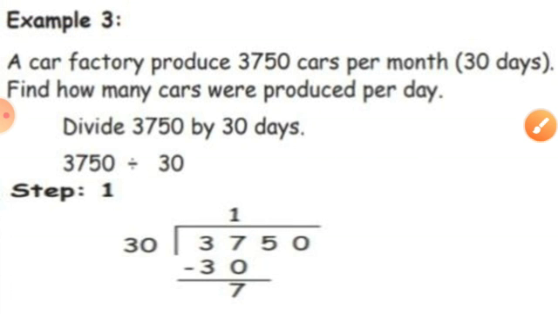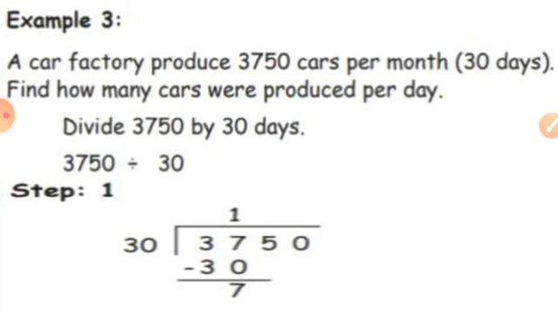Let's see some real life examples for this. First one is a car factory produced 3,750 cars per month. Per month means how many days? It was 30 days. Next, find how many cars were produced per day. So, per day means 1 day. So, you have to find out how many cars were produced for only 1 day. They are giving the value for 30 days. So, per day, this denotes what? It comes under division.